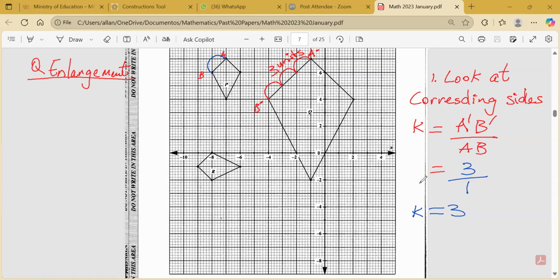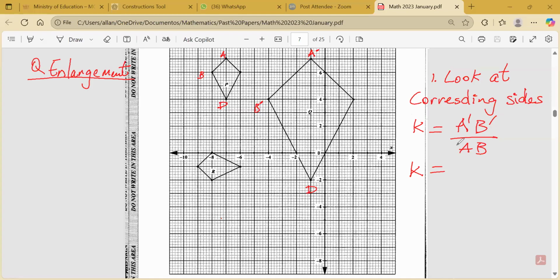Yes. So can we repeat it one more time, please? Yeah, I'll do it over, but I'm going to use another side this time. So what we do, we look at corresponding sides to find our K factor. There's another way to work it, but I'll show you in a bit. So let's call this A, B, C, D. Let's look at D.